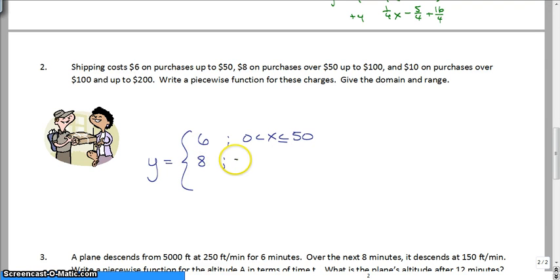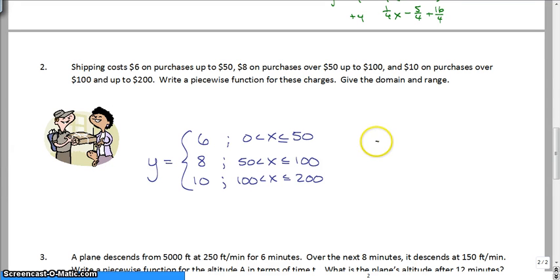Then it's $8 for purchases over 50 but up to 100. So that means it does not include 50 this time, but it goes all the way up to 100. And then finally, it's going to be $10 for purchases of more than 100 all the way up to $200. Okay, so there's your function. That one's pretty easy to write because we don't have to find any slope or equation with point-slope form or anything. We just read the problem, write what it says.